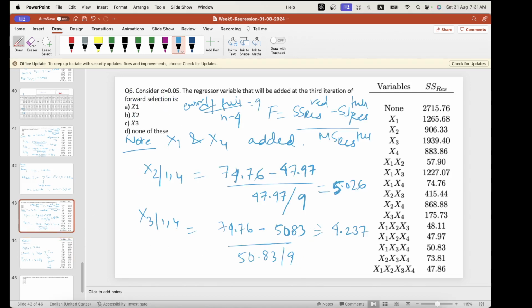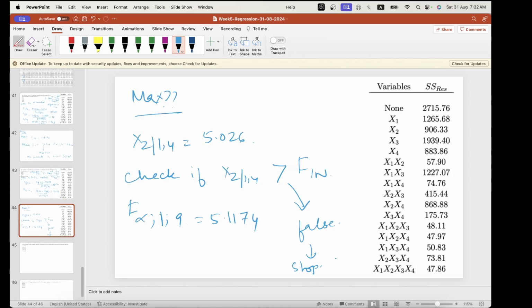Therefore, the regressor variable that will be added at the end of third iteration is none of these. Alright, because x2 is not being added, and if x2 is not significant, x3 is automatically not significant, because we are taking the maximum and seeing whether it is crossing the threshold. So at the end of third iteration, none of these would be added to the model. Is it clear? So then we stop, and the answer is option D, that none of the variables are added further to the model.